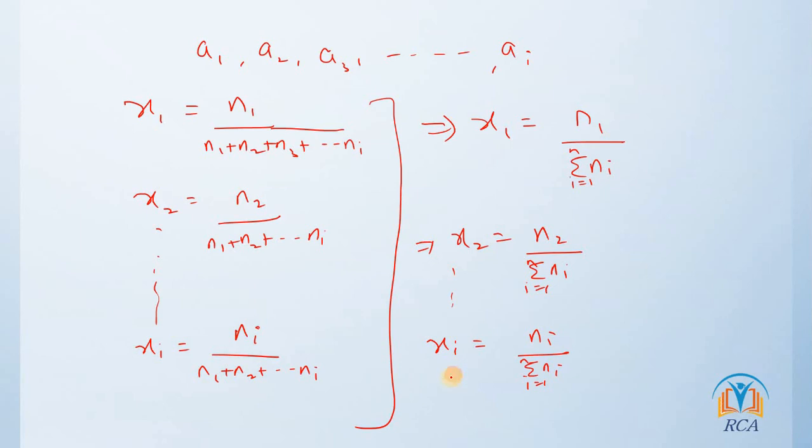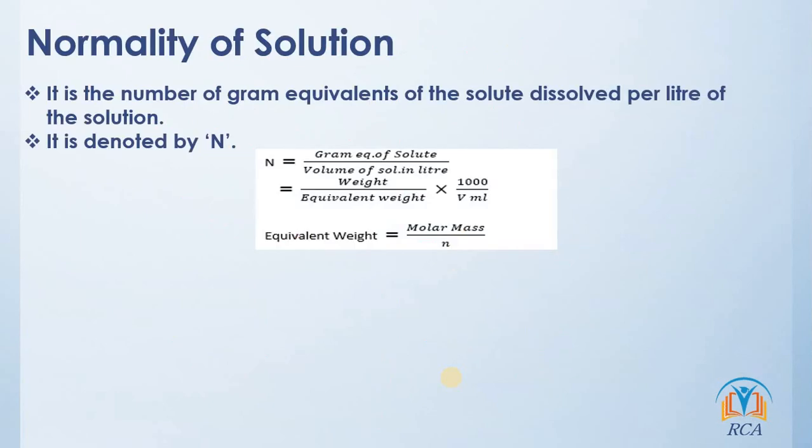This is how we calculate the mole fraction if we have more than 2 components, or we have i or n components in a given solution. Are we all understanding this thing? Great. Let's move on to the next unit of concentration. Probably this is our last unit of concentration, normality.